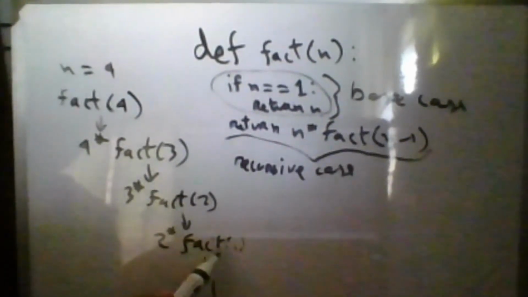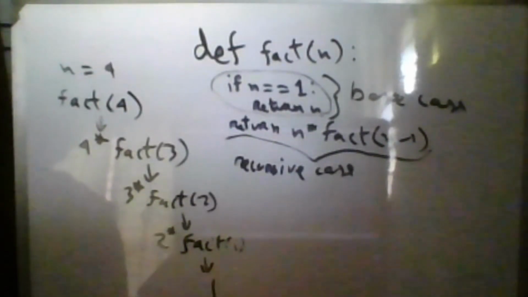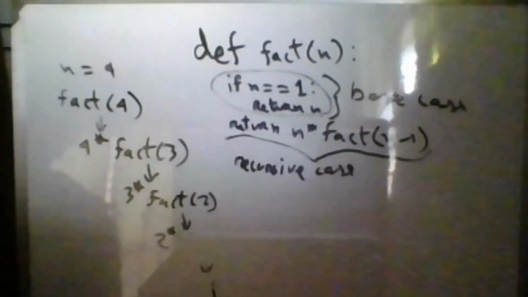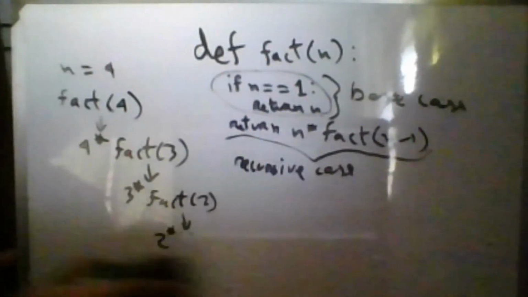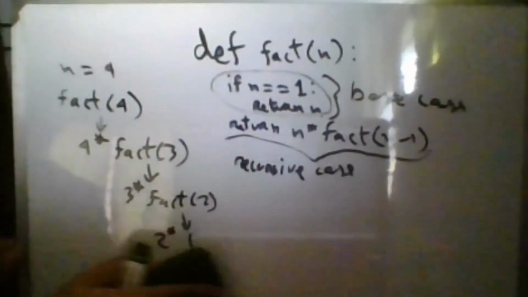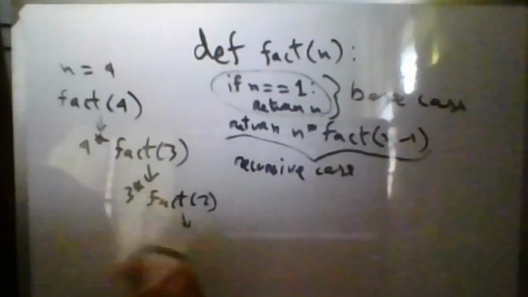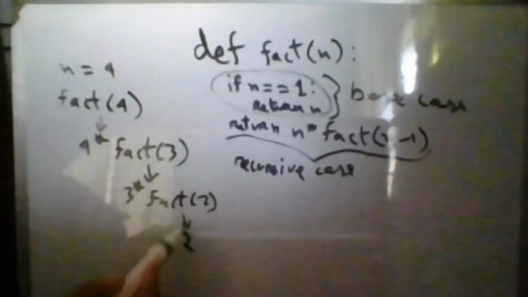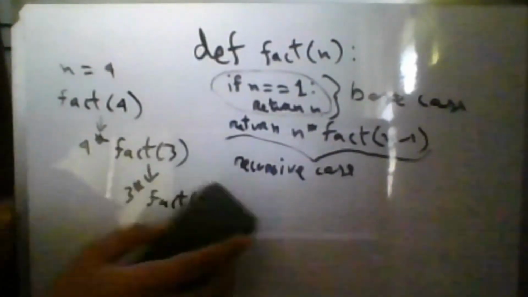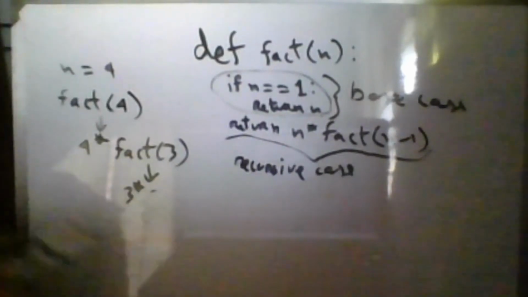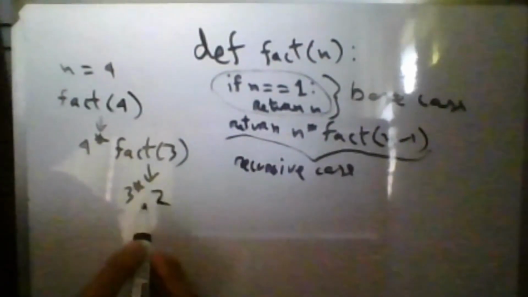Now we have to understand that this function gives us this value. So this function is going to be this value, logically. So fact 1 is going to be 1, right? So what is 2 into 1 now? It is 2. So now we understand that fact 2 gives us the value 2. Therefore, fact 2 is equal to 2.